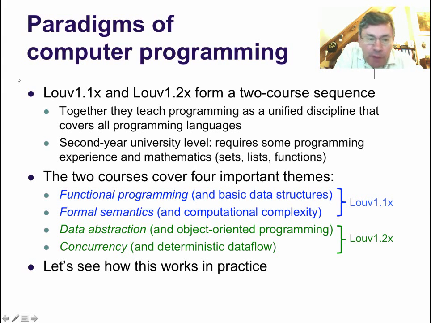I'm Peter Van Roy, and I will be teaching this two-course sequence. There are in fact two courses: Louvain 1.1x, which is the course you're following now, and Louvain 1.2x, which is the follow-on course that starts just after. Together, these two courses teach programming as a unified discipline that covers all or a very large number of programming languages. This is a very ambitious goal. You might be wondering how we can achieve this in this particular sequence. Well, in this video, I'm going to explain exactly how our approach works.